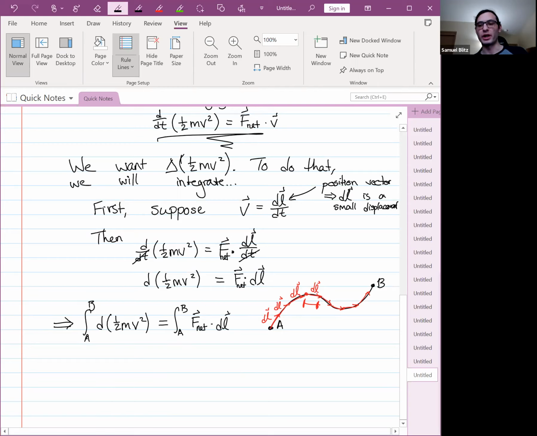So what we're doing is, this is not an integral with respect to time. This is an integral over, oh, and let me actually simplify before I continue. You know that if you do an integral of d of something, it just spits out the something at position.